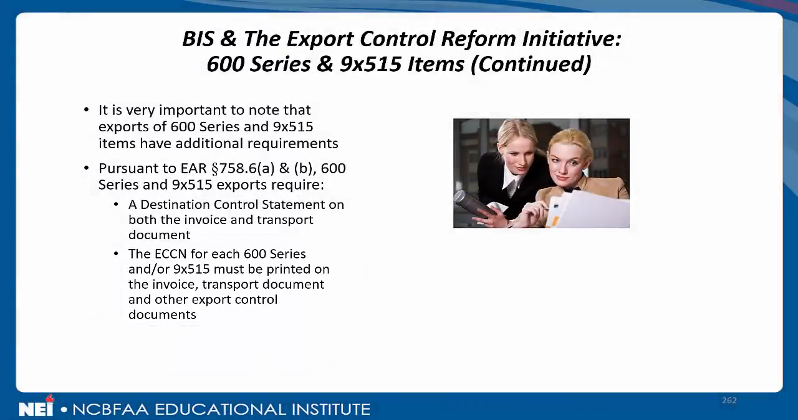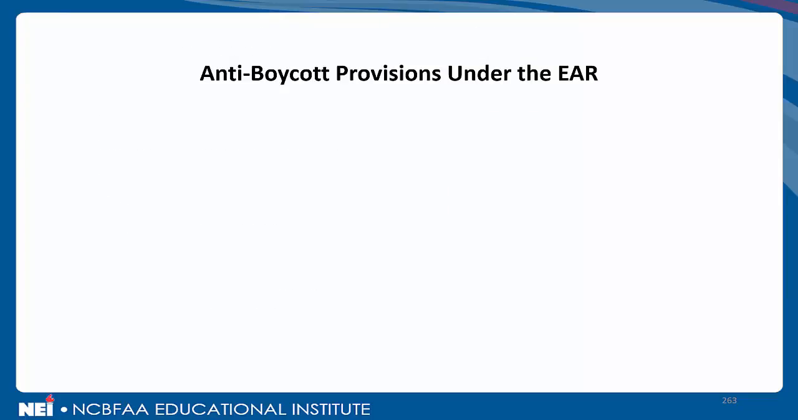You'll remember we also defined what an export control document is. So not only do we need a destination control statement, but we have to make reference to the ECCN for both 600 series and 9X515 items on the invoice, transport doc, or any other export control document that goes along with a shipment. So the tactical execution, the paperwork that's being prepared for an export related to 600 series and 9X515 items, important to tie that off. With that, we're going to wrap up this section, and as you'll see, we'll be moving on to anti-boycott provisions under the EAR. Come back soon.